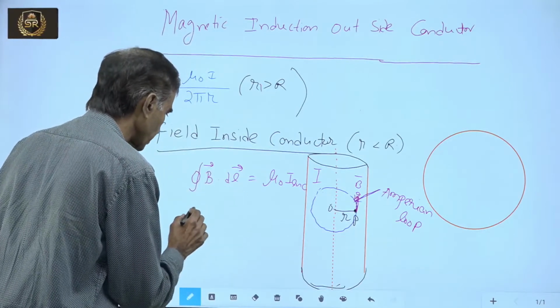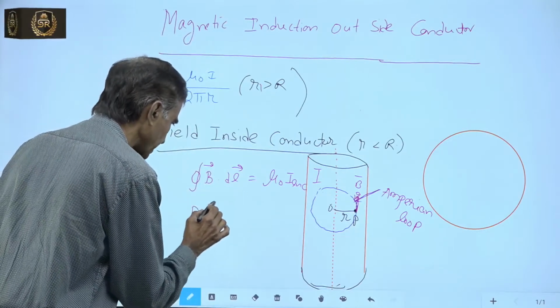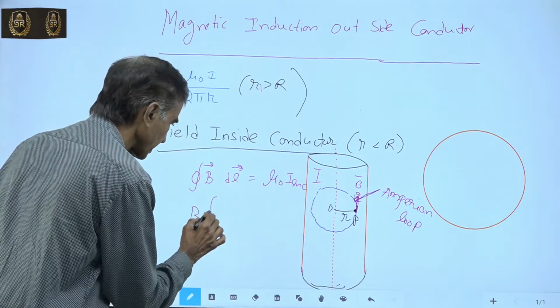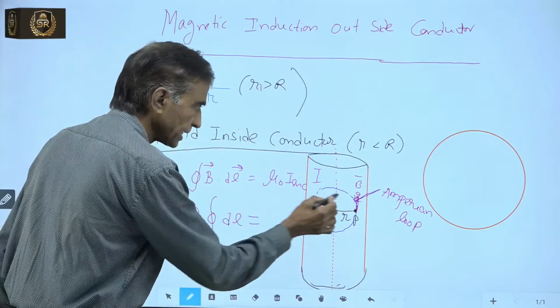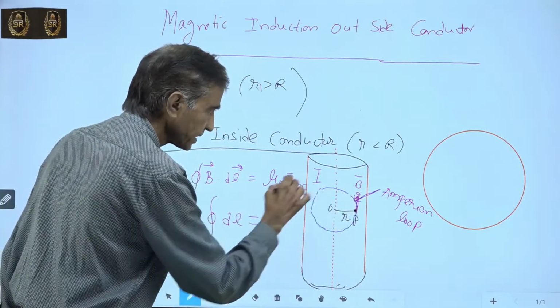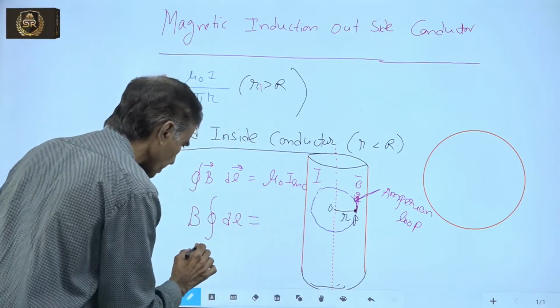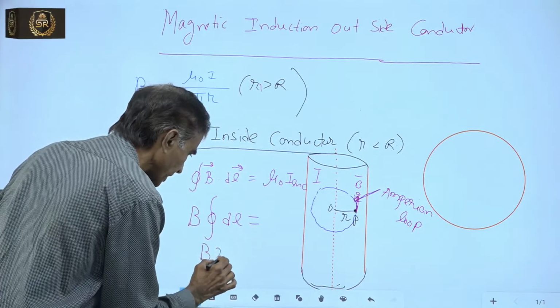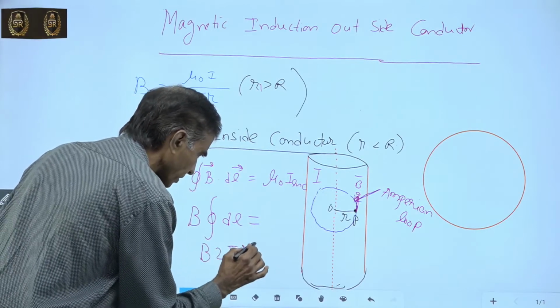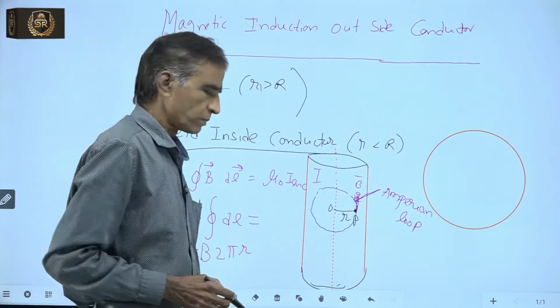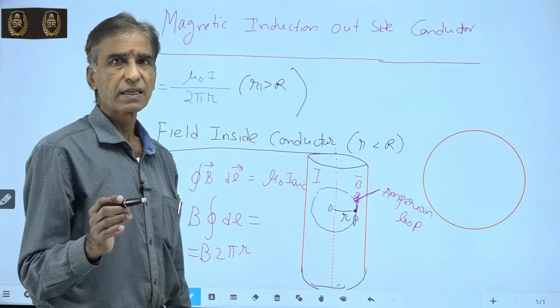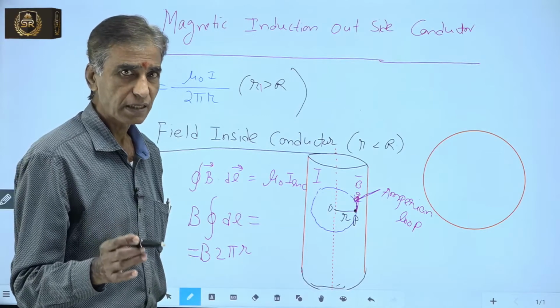For that, B is a constant here. Then B we can take outside the line integral of dl. What is dl? It is the circumference of the circle, and the radius is small r. Therefore, B into 2 pi r. That is our line integral of B dot dl.